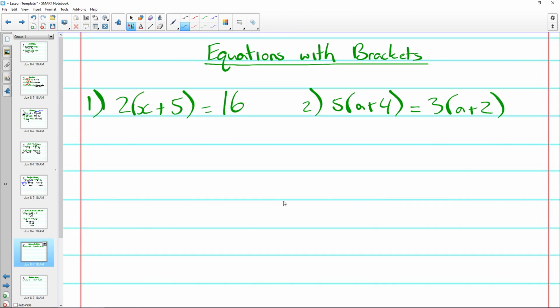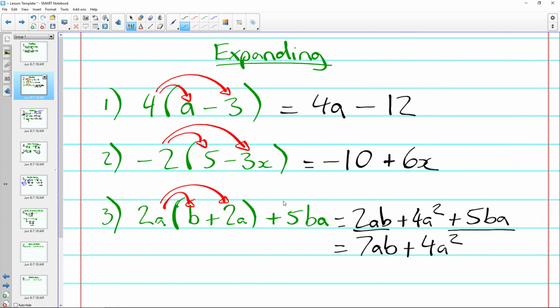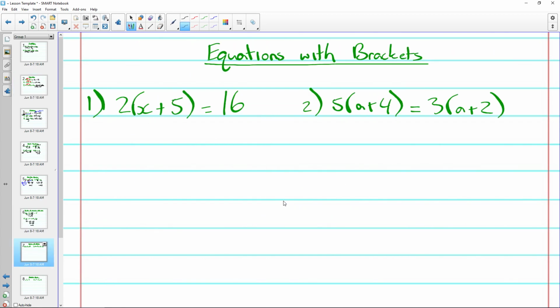So just 2 more slides. We've got these equations with brackets. When we have equations with brackets, you might remember back when we were doing expanding, we needed to multiply the thing out the front with everything inside. Well, this is just the same thing. We're going to do that, but then solve an equation afterwards. So looking at that first one, 2 times x equals 2x, and 2 times 5 equals 10.